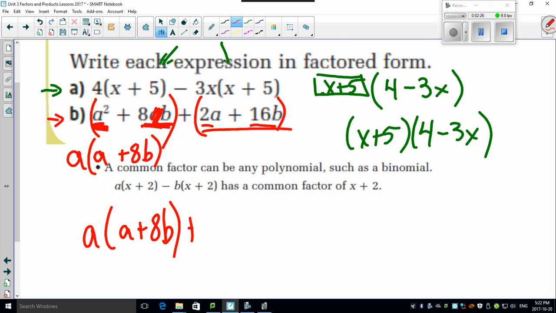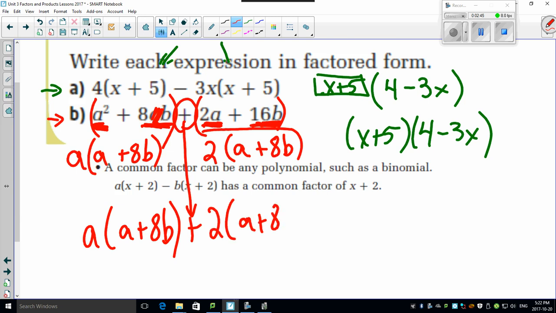Now check this out when I do this one here. Remember, this is add. This is the same add that's still here. Now watch. What's common to this and this? Surprisingly, only a 2 is. If I divide this by 2, that leaves me with an A. Divide this by 2, that leaves me with an 8B. So I've got 2 times A plus 8B. Wait a second. Hold on a second. Look at that. I've got an A plus 8B that's common to both of them.